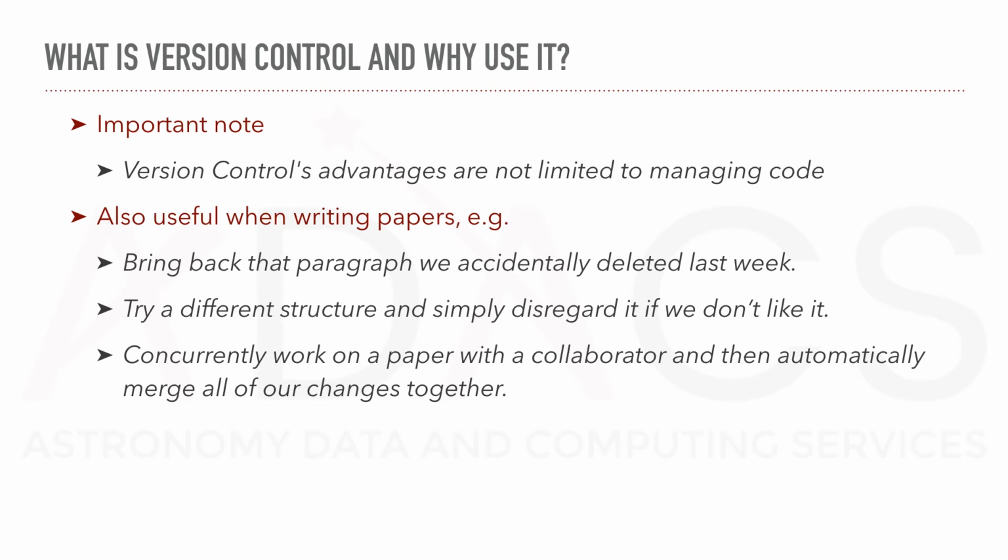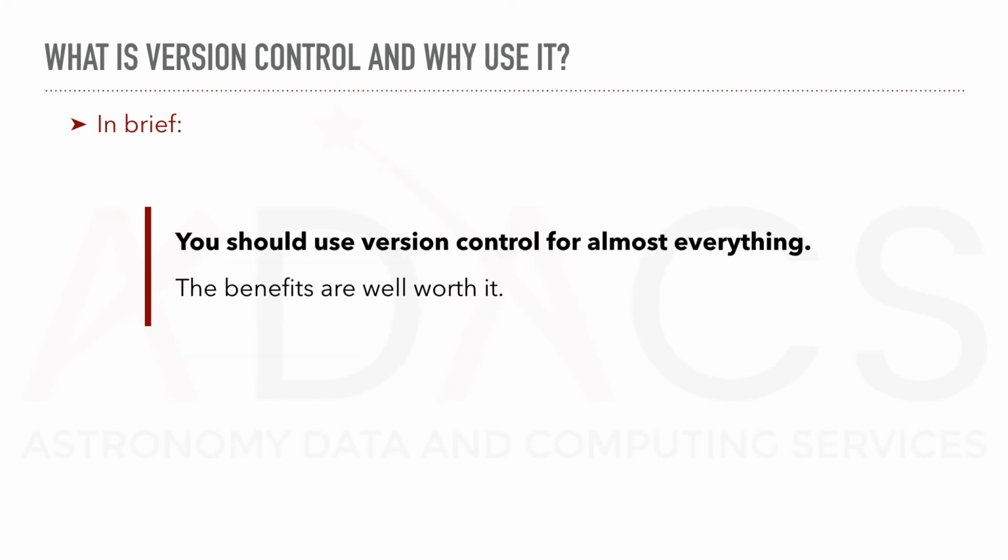Note that version control is not only limited to managing code, it can also be useful when writing papers. For instance, we can bring back that paragraph we accidentally deleted last week. With version control, we can try a different structure of our paper and simply disregard it if we don't like it. We can work on a paper in collaboration with others and then automatically merge all the changes together. In short, you should use version control for almost everything. The benefits are well worth it.